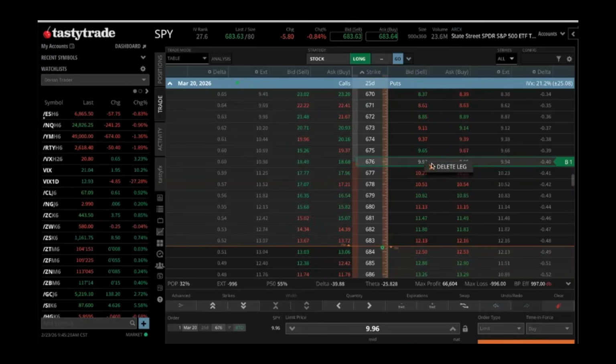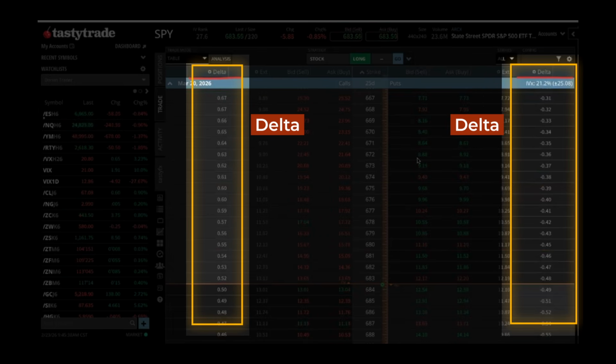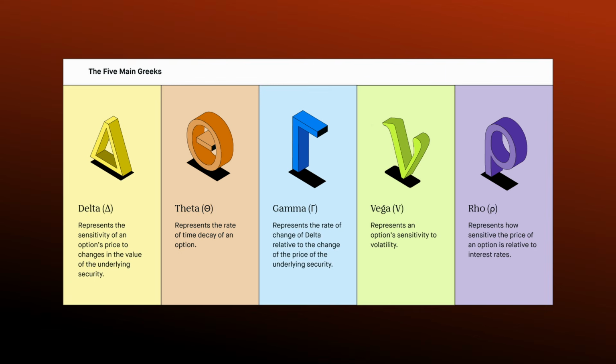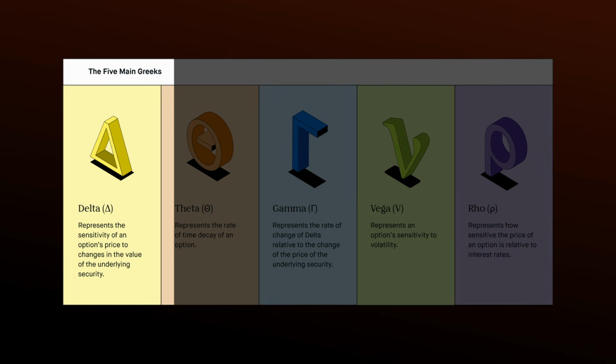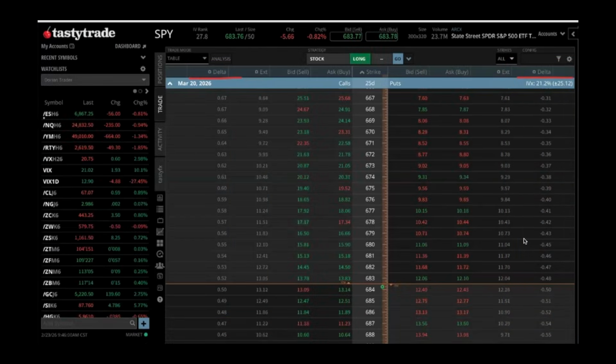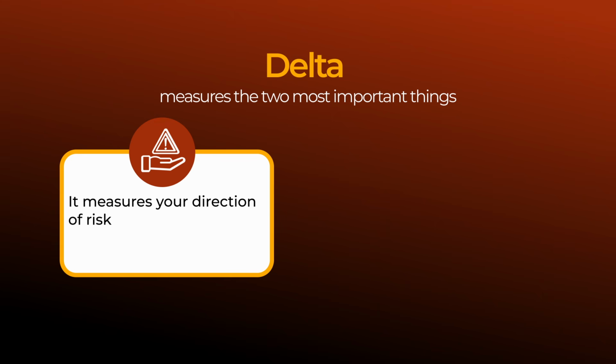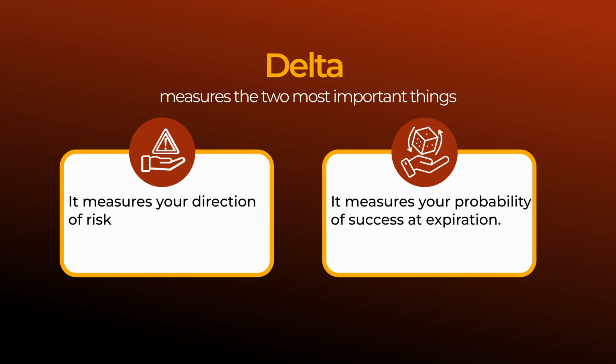Also, and I'm just talking about super important things that have to be on every option chain, that's delta. A number of you understand that delta is one of the four major option Greeks. You have delta, gamma, theta, and vega. Delta is the most important of the four. Here at Dorian Trader, we like to say, and this is how we teach it, delta measures the two most important things when it comes to options trading, in my opinion. It measures your directional risk and it measures your probability of success at expiration. You need to know both of those at all times.